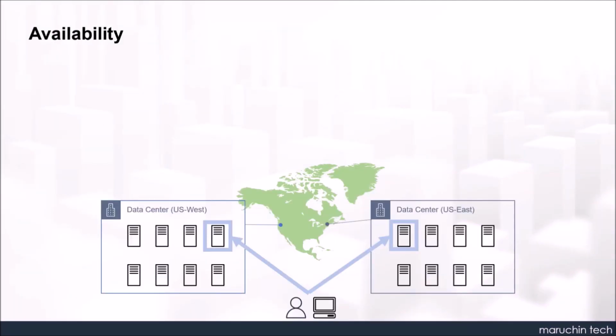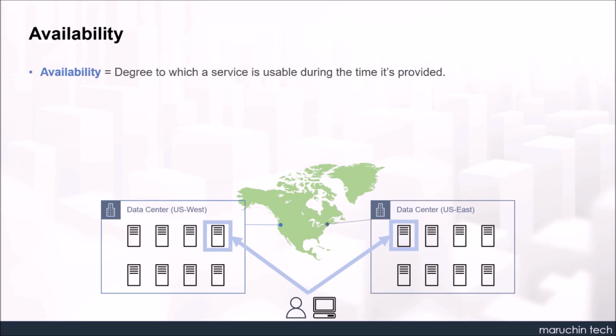Next, I will introduce the features of the cloud. First, let's talk about availability. Availability refers to the degree to which a service is usable during the time it is provided. For example, a system with 99.9% availability is operational for 99.9% of the time. In other words, the system is down for no more than 0.1%, which equals 8.76 hours per year.